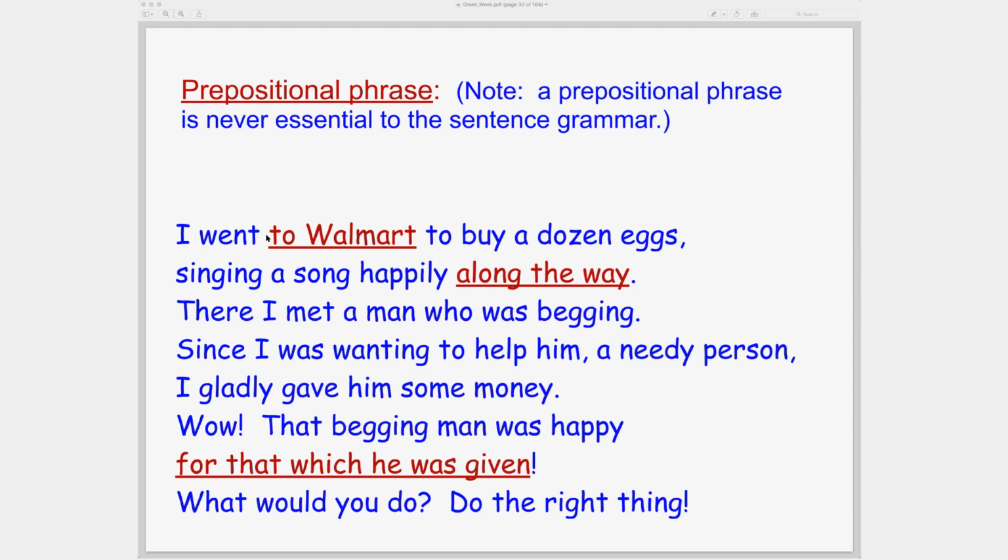So, as I said, when you're diagramming a sentence, and for homeschooling or any kind of schooling purposes, I would say, I went to buy a dozen eggs, singing a song happily. Okay, and later on, that begging man was happy. The prepositional phrase is not essential to the grammar. It should be crossed out first. But it is essential for the meaning.